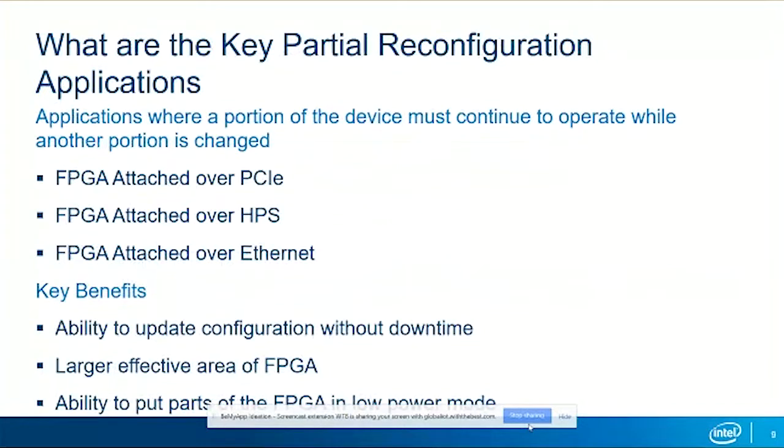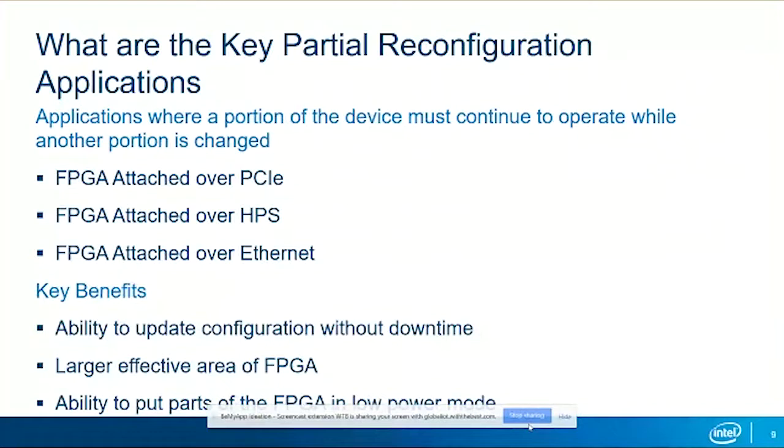So looking at the key applications, we see this used a lot where FPGAs are attached over PCI Express. So effectively, ways where the FPGA acts as like accelerator over PCIe. You could have a host processor that's doing a lot of the processing, but for certain tasks that can be implemented faster in the FPGA, it'll communicate with the processor over PCI Express. So it's a way of accelerating certain tasks. Similar thing for HPS. Now, HPS is a hard processor subsystem.